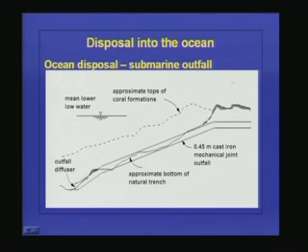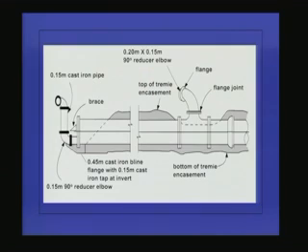Another water body where disposal is possible is the ocean. In ocean disposal, submarine outfalls are usually used. This is the wastewater coming from a treatment plant, this is the outfall diffuser, and this is the mean low water level. Whenever we put ocean outfalls, it is always advisable to keep them around 500 meters from the beach. This is a typical cross section of an ocean outfall.